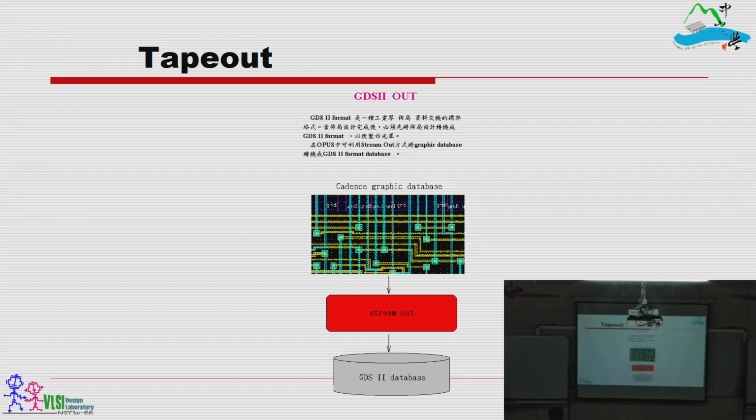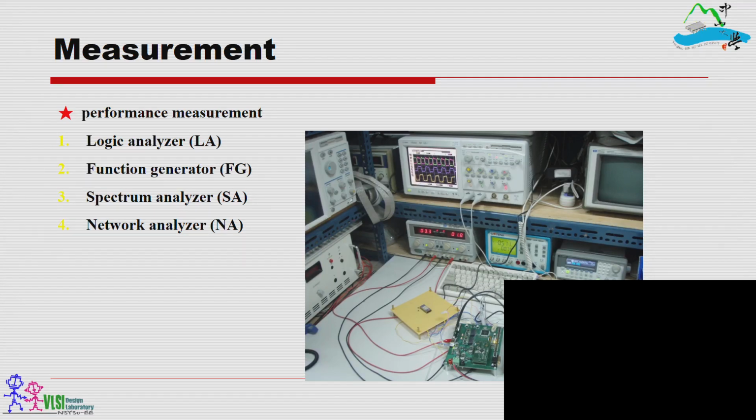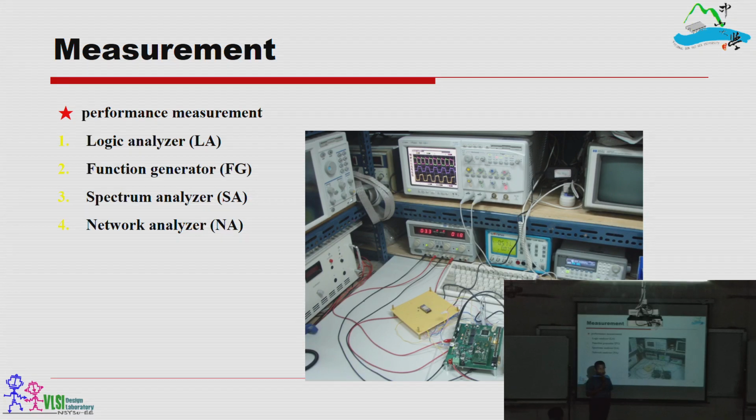And if you go to graduate school to do IC design, then your advisor will have to pay the bill. All right, and this is the measurement. After the chip is back, you have to use a lot of equipment. For example, logic analyzers, function generators, spectrum analyzers, network analyzers, these kinds of things, to do the measurement, to see how the chip works. All right, and they are very expensive. You have to use the tools.